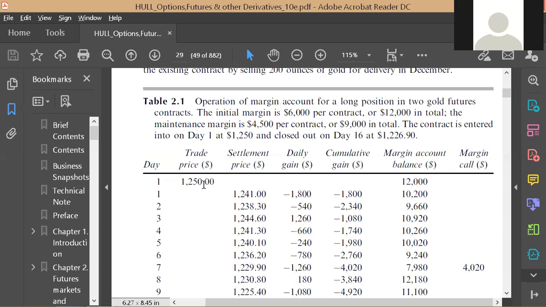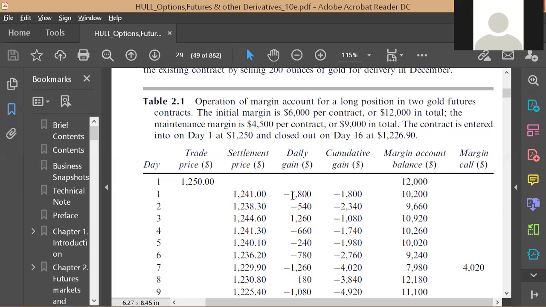So here you have this trade price. You enter into the trade at this price, and you go long, and then the settlement price that day itself. So you may go long in the morning, and by evening when the trade closes, the settlement price is 41, so you've lost this $9. And two contracts into $9, that's 1,800. Because the contract is for 100 troy ounces, this is what you lost.